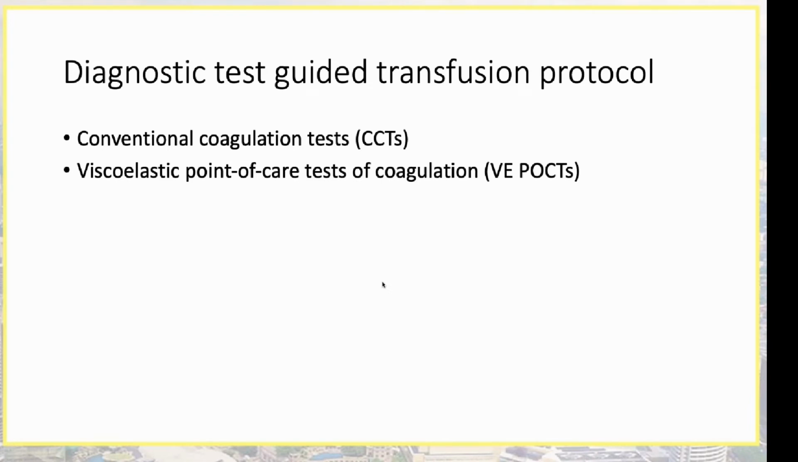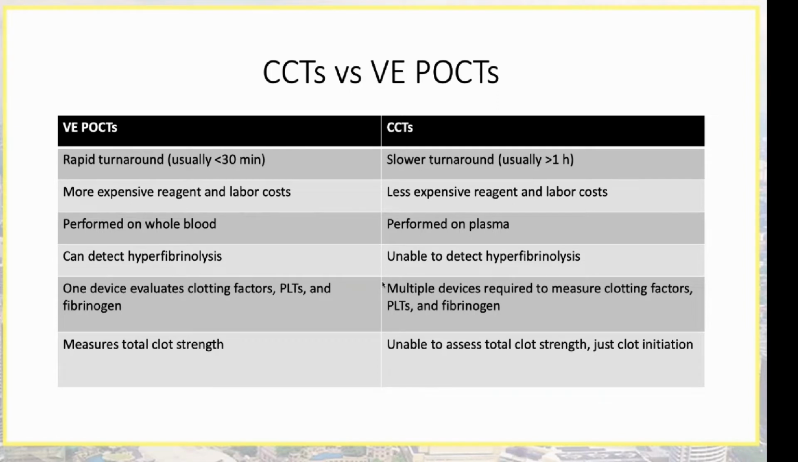Next, what else we can do? We can use the diagnostic test guided transfusion protocol. We have two options here. Number one is we use the conventional coagulation tests, CCTs, or we can use a viscoelastic point of care test of coagulation, VEPOCTs. So what are the differences? Comparing to the conventional test, the viscoelastic test is usually more rapid, less than 30 minutes, compared to conventional, slower, more than 1 hour, because if you take into account the transit time of sending the sample, etc.